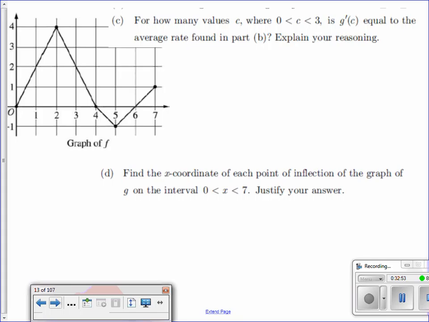Oh, okay. This one was really easy though, because then it says for how many values of C does G prime equal the answer you got? The answer you're supposed to get here is 7/3. So how many values does it equal that? Twice, here and here. It crosses that graph twice. If you want to solve an equation, you can graph each side separately and count, and wherever they intersect, that's when they're equal.